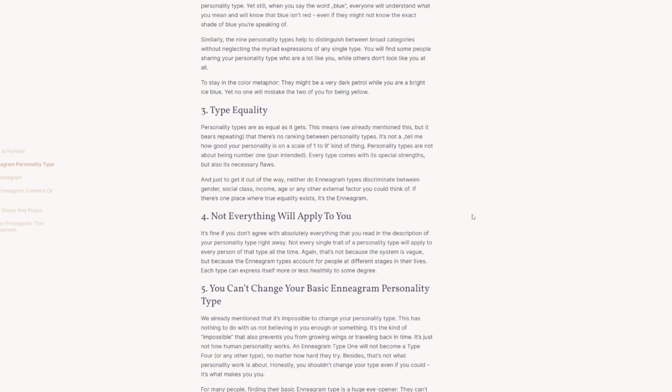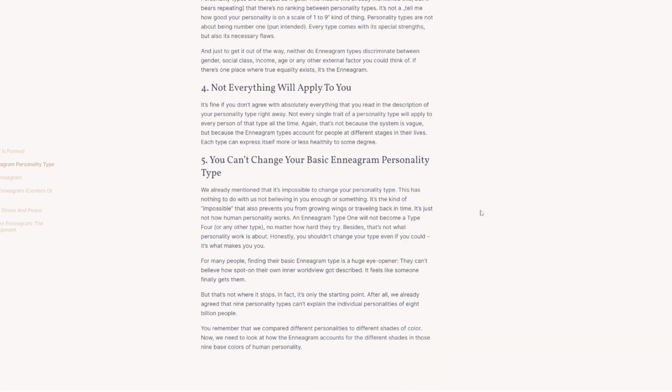Personality types are as equal as it gets. There's no ranking. Yep, alright. If there's one place to be truly equal, it's the Enneagram. Okay. Fine that you don't agree with absolutely everything. Oh, it's supposed to be vague because the system is vague. Oh, the stages of our lives. I'm less healthy than an average 7, or even a healthy 7, which I should try to be. Okay, that's a goal. I have a goal. Yay.